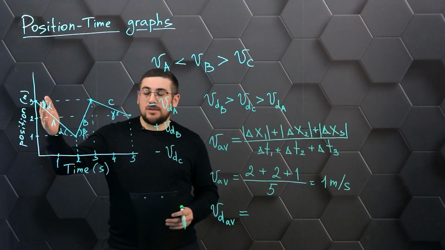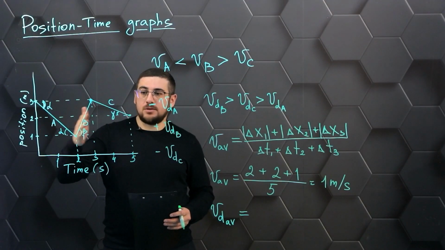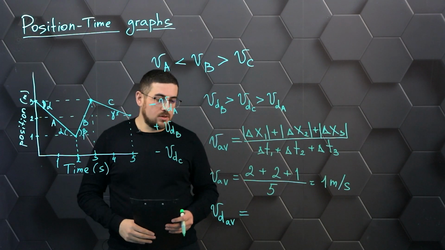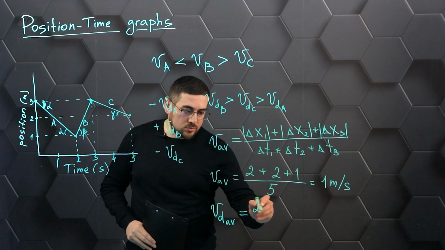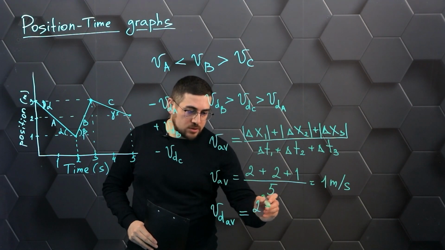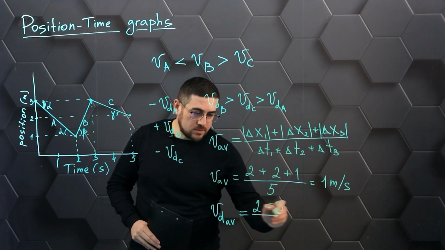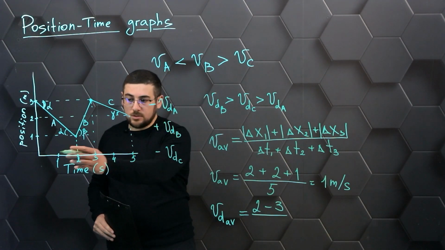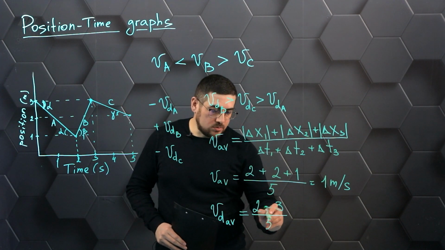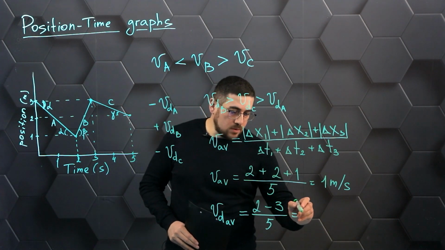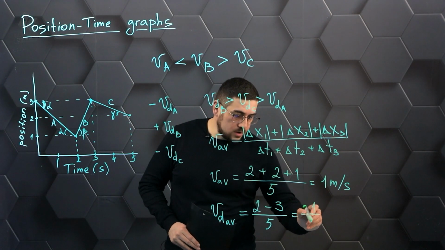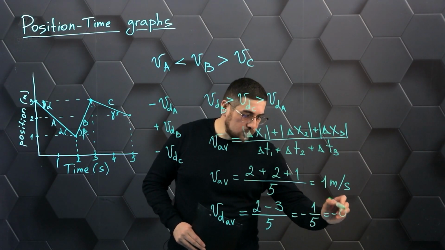Here we see that the initial position of the body is 3 meters, the final position is 2 meters, and the displacement of the body will be equal to the difference between the final position and the initial position of this body, and the time of this displacement is still 5 seconds. And then we get the answer -1 divided by 5, or -0.2 meters per second.